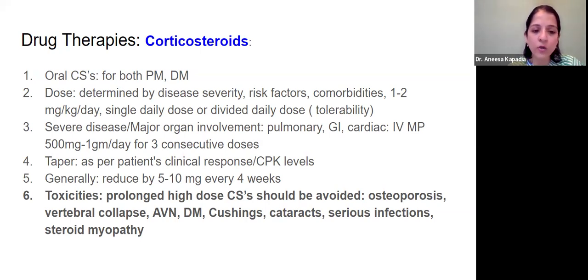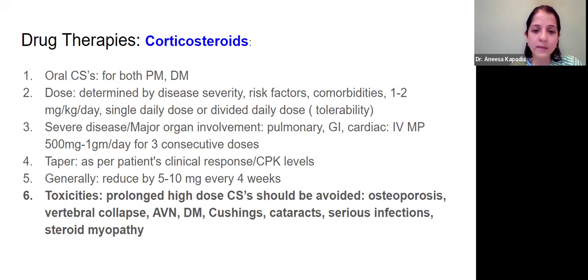I don't need to mention all the toxicity of glucocorticoids. All of you are very well aware of them. We've been studying them from our MBBS days. Everything from osteoporosis, vertebral fractures, avascular necrosis, metabolic problems such as diabetes, Cushing's, all of this is a major complication, especially of long-term high-dose steroids. This is important to know.